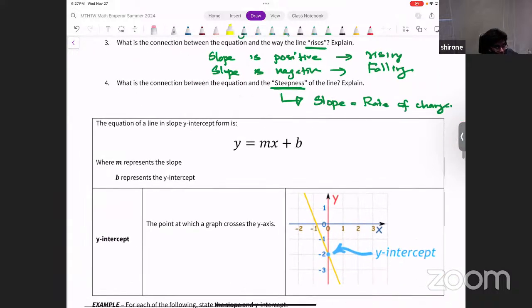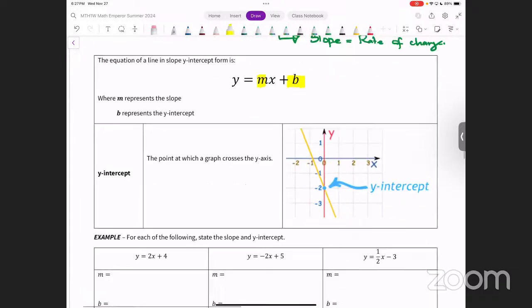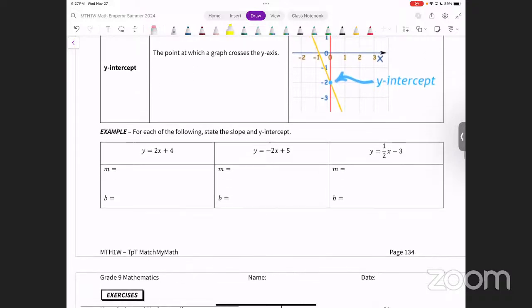The equation of the line in slope-intercept form, because this is slope-intercept, y is equal to mx plus b, where m represents the slope and b represents the y-intercept. So you can see a clear picture: the point at which the graph crosses the y-axis. For each one of the following, state the slope and y-intercept. Nishal, can you tell me the slope and y-intercept? What is the m value, Nishal?